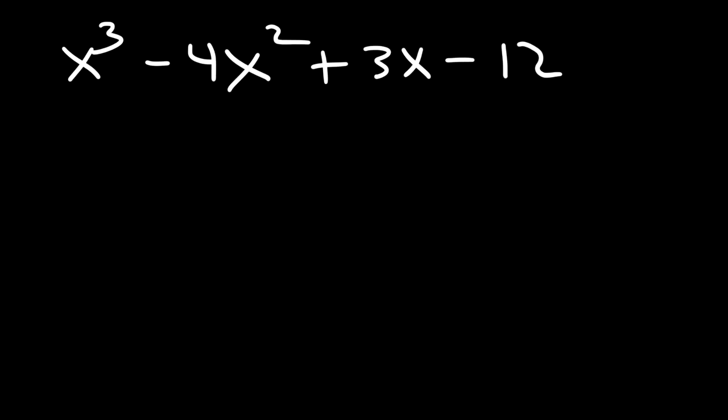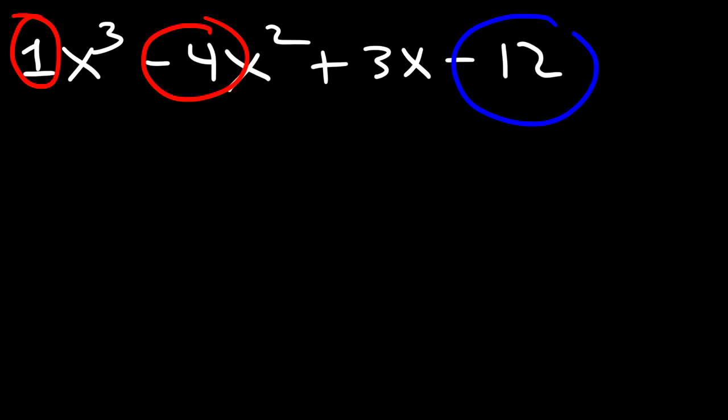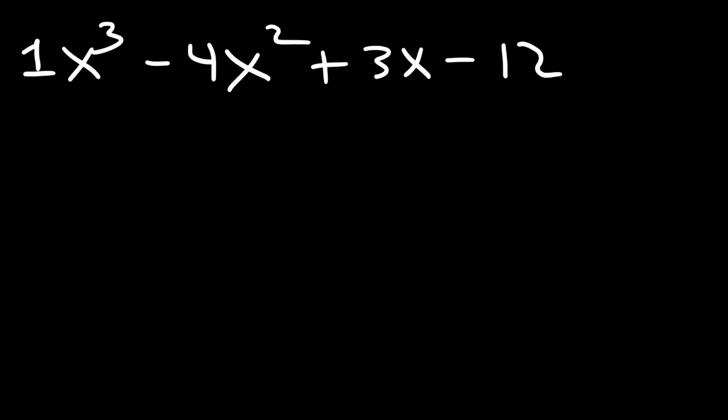Now, notice that the ratio between the coefficients of the first 2 terms and the last 2 terms are the same. For instance, if I take negative 4 and divide it by 1, that will give me negative 4. If I take negative 12 and divide it by 3, it gives me negative 4. Whenever you see that, if you have a 4-term polynomial and you see that the first 2 coefficients has the same ratio as the last 2 coefficients, you can use a technique called factor by grouping.